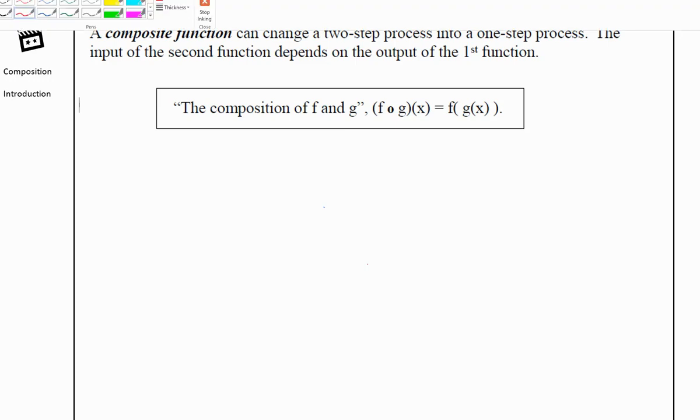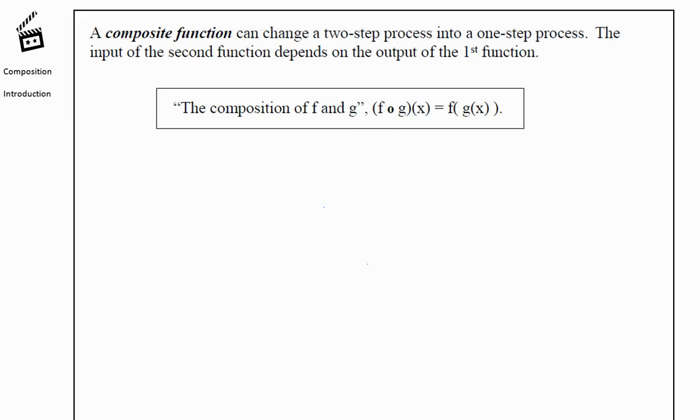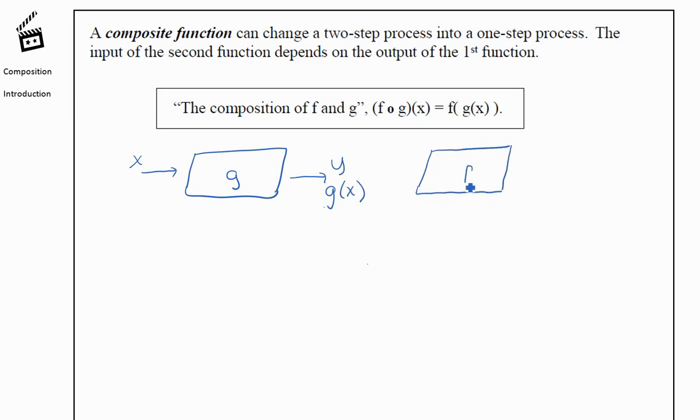Well, let's think back to when we thought of functions like machines. Let's say we have this function g. I'm going to call it little g. Remember, for the function, we put in an x value, and we get out a y value, which we can also call g of x. Now, what would happen if we wanted to connect up a new machine right after that machine? We'll call this one f. And we wanted to take the output from g and put it right into f.